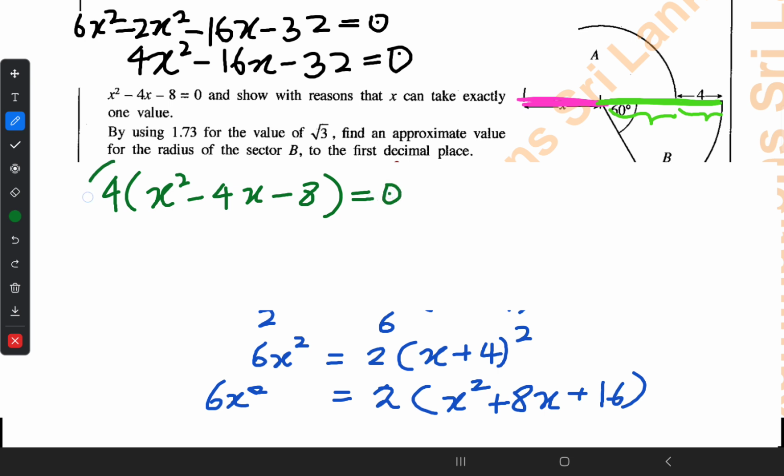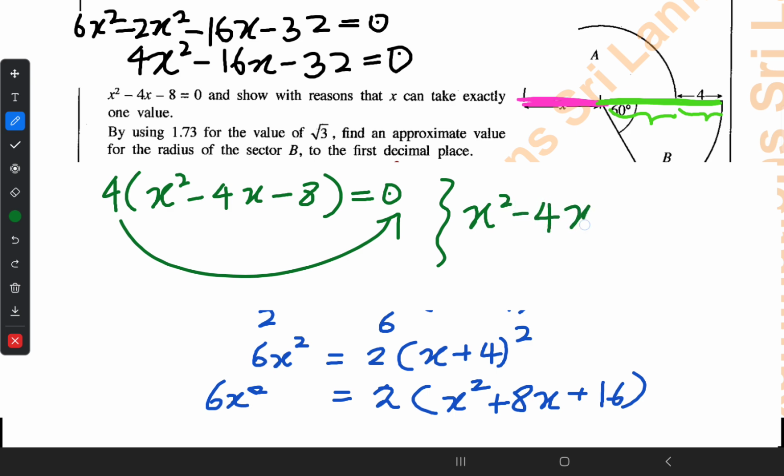Then the 4 multiplied will become a divisor, so let's bring that to this side. 0 divided by 4, 0 divided by any non-zero value, will give you 0. So finally, we got the given equation: x squared minus 4x minus 8 equals 0. That's all for the equation. So you should show it like this.